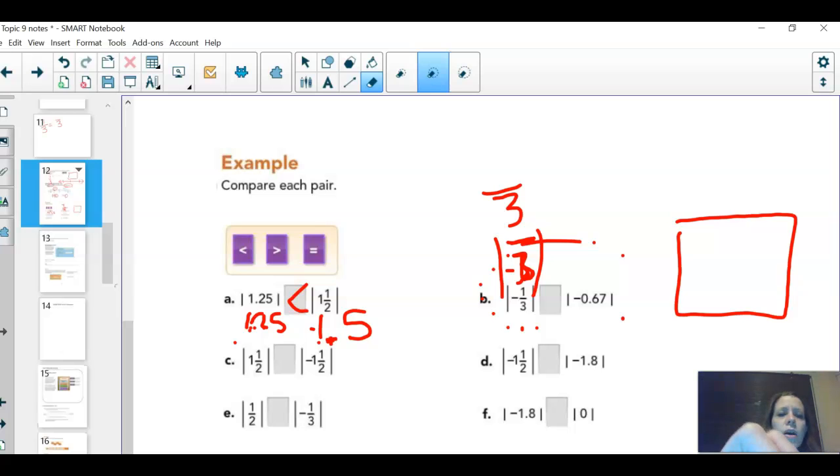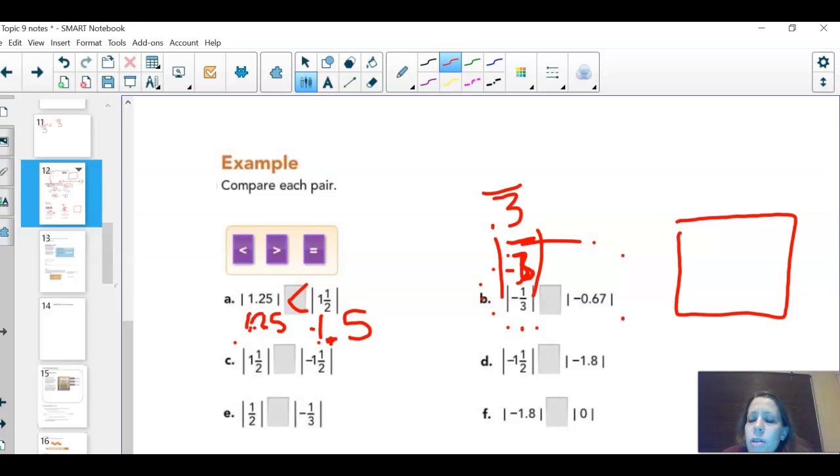Okay, so now I'm going to try the next one. Now I have -0.67. Ahora yo tengo negativo 67 centésimas. Okay, so it's absolute value. So it's just going to change into a positive. Absolute value is never negative. Valor absoluto siempre, siempre, siempre no es negativo. Okay, now I look 0.3, 0.67. If you said menor que, or if you said less than, you were correct. All right, let's look at the next one.